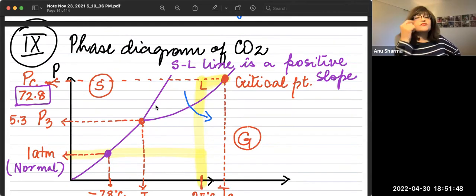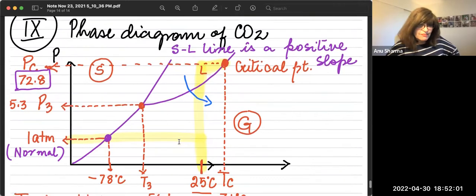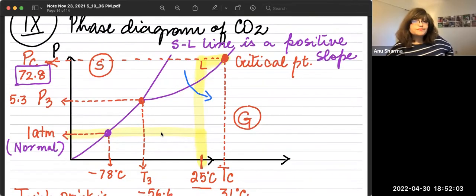Now, here is a difference between this phase diagram and the previous one, and that is that this SL line has a positive slope. For carbon dioxide, this is a positive slope. That is the line between the solid and the liquid. Okay. Now, pay attention to this.